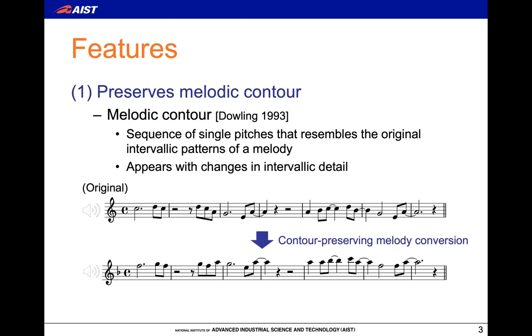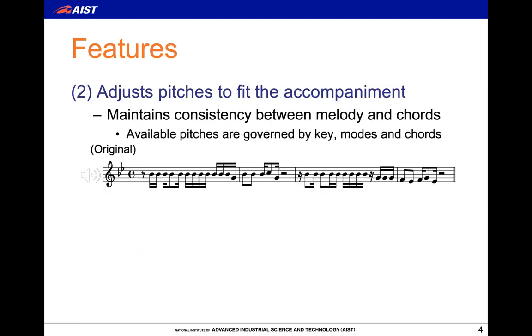As you can see, the melodic contour remains the same, except for a slight change in the second measure. Second, the conversion adjusts pitches to fit the accompaniment. It maintains consistency between melody and chorus. The available pitches in the melody are governed by the key, modes, and chords. Therefore, when generating a new melody, the pitches should be adjusted accordingly.